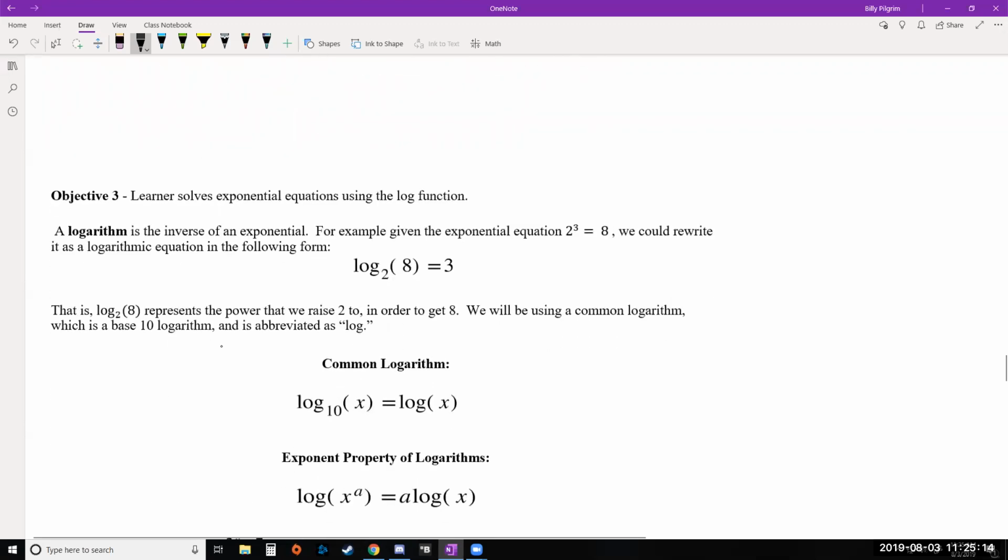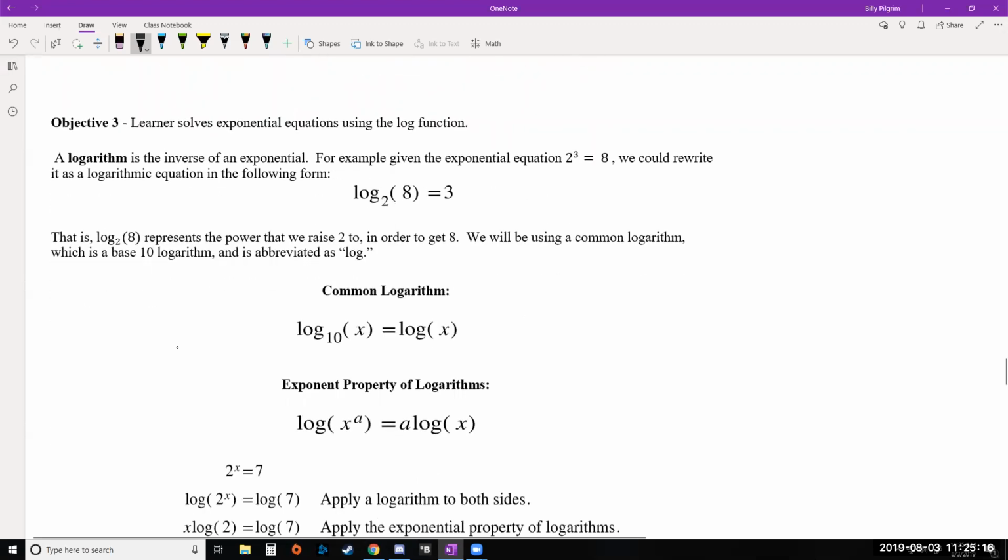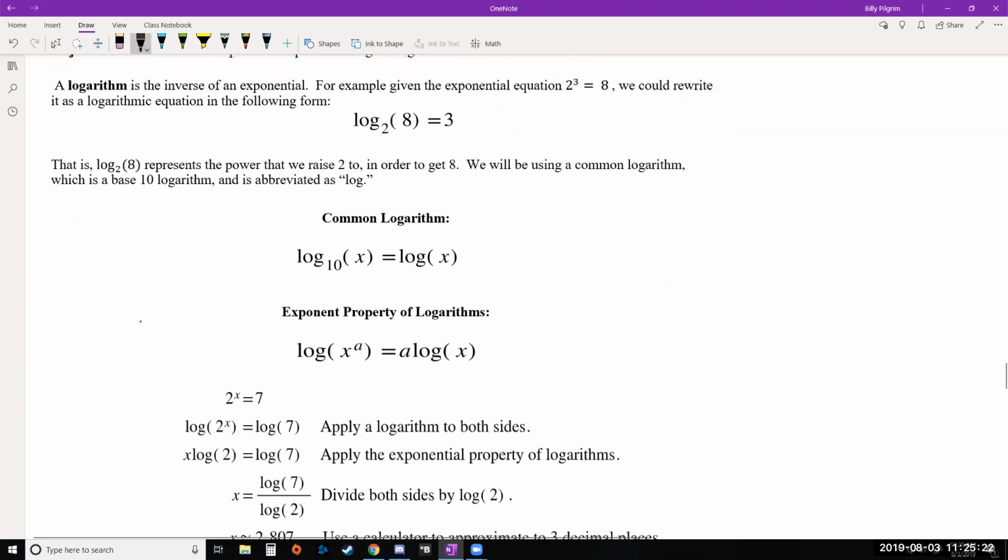Finding t is going to require some new algebra using what we call logarithms. So let's talk about that here in Objective 3. A logarithm is the inverse of an exponential. So for example, if you have this equation, 2 to the third equals 8, we could rewrite this as a logarithmic equation in the following form: log base 2 of 8 equals 3. What this is saying is that log base 2 of 8 is the power that you raise 2 to in order to get 8. So it's just a way of undoing an exponential.